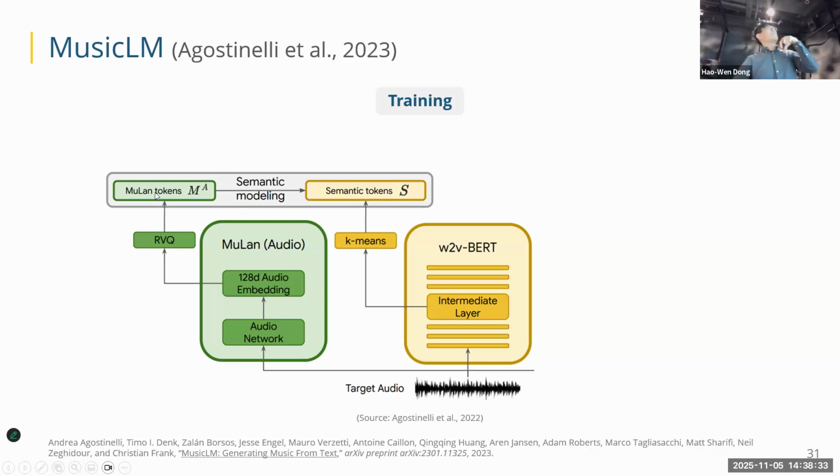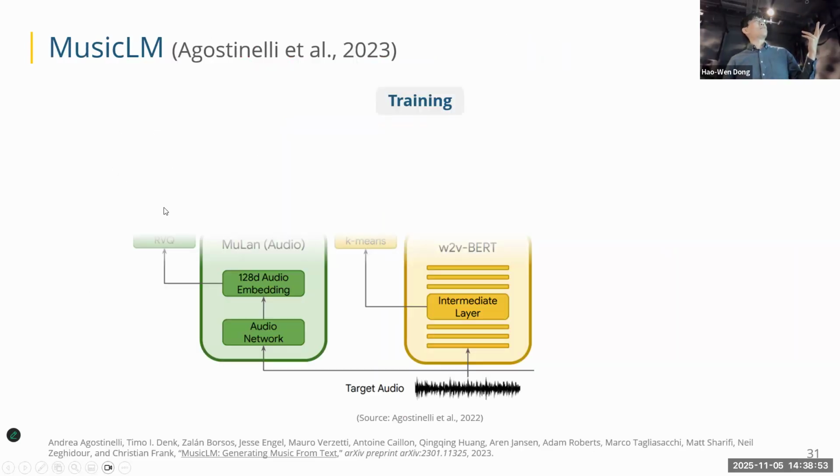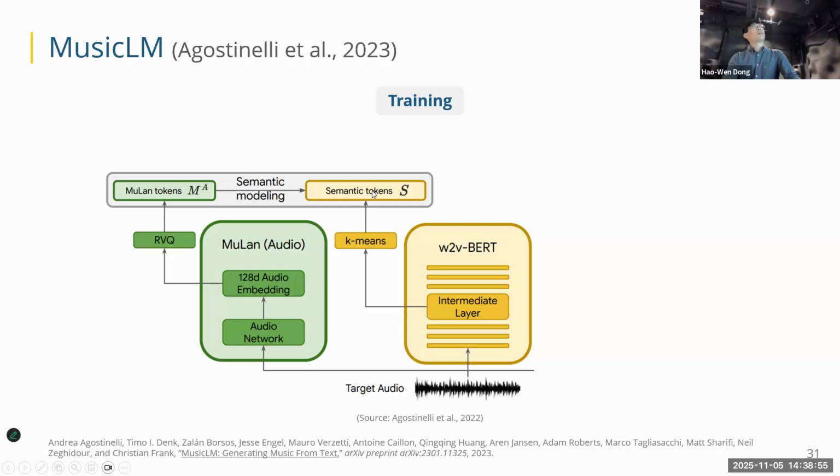So these things are the Mulan tokens. Those are just vectors that capture the semantic representation of the audio. Think about it: you have this audio, but you turn it into some representation that captures this fashionable lo-fi, hi-fi idea. So that's essentially what you have as the input.